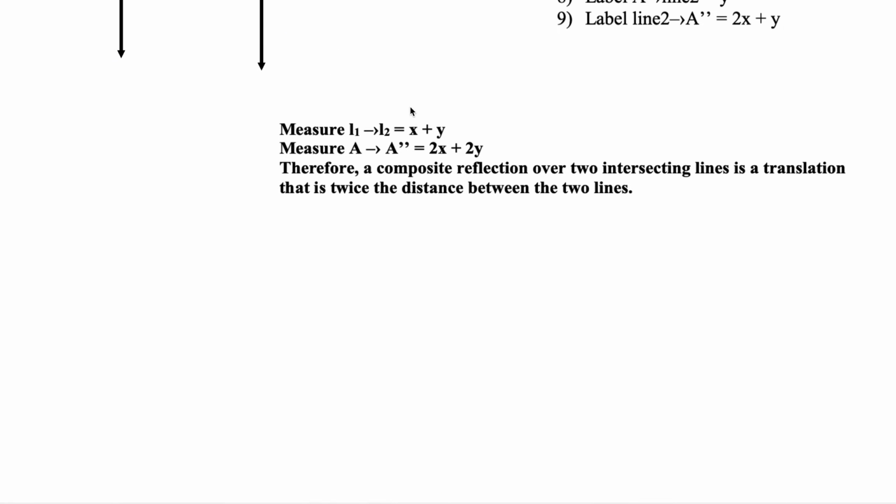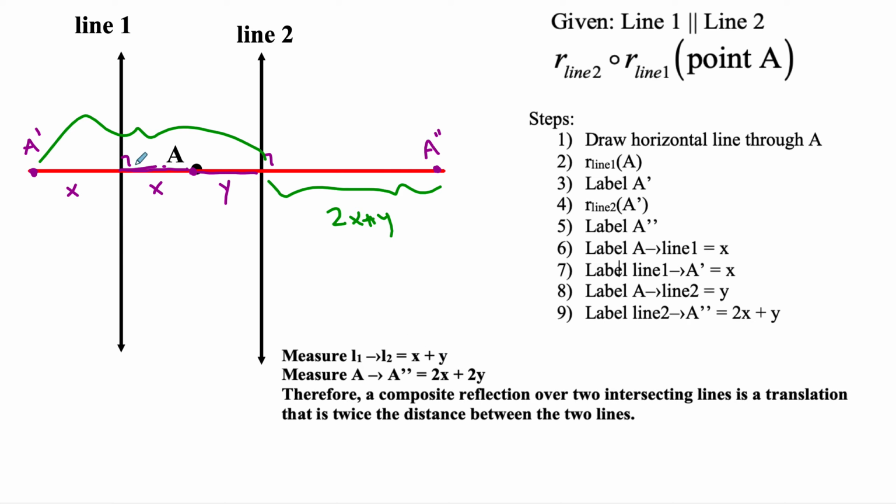What have I said? I've said the distance, or the measure, of line 1 to line 2 is x plus y. And if you look at that, between line 1 and line 2 is indeed an x and a y, or x plus y. From A to A double prime, right? A to A double prime is a 2x plus y plus another y for a grand total of 2x plus 2y. Therefore, a composite reflection over two parallel lines is a translation that is twice the distance between the two lines. And this shows it, both with the drawing and the steps and everything else.